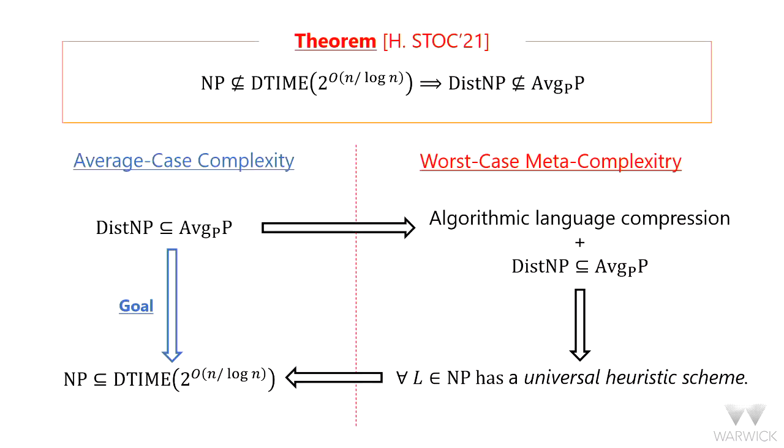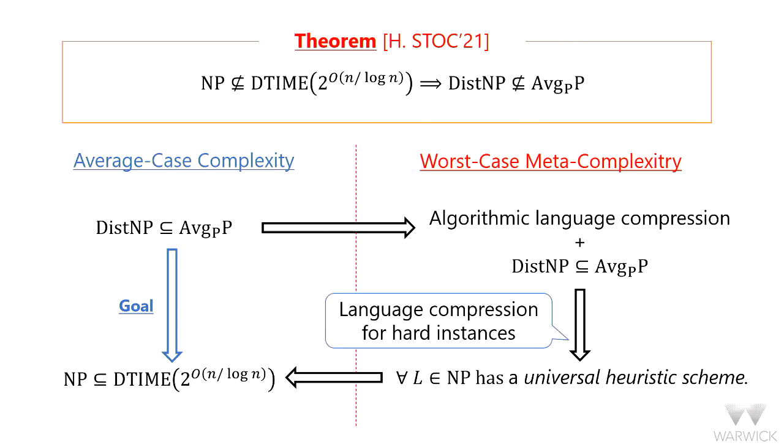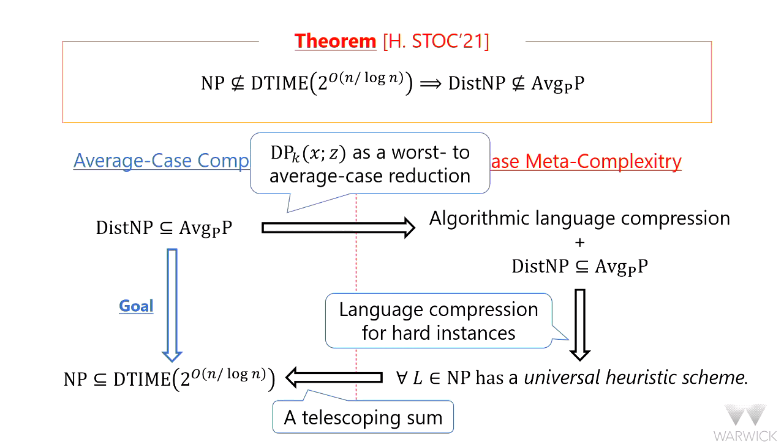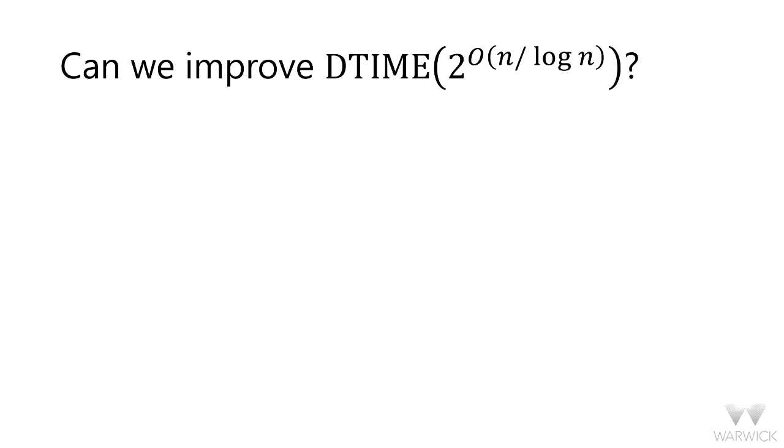So we have explained a couple of results, and I hope you have been convinced of this result, namely we can exclude a strong variant of Heuristica. As I explained just now, we can apply time-bounded language compression for hard instances to get a universal heuristic scheme. And by using a telescoping sum, you can get a worst-case algorithm that runs in 2-to-the-order n by log n. And finally, the key part is that you get the worst-case to average-case reduction, which can be obtained by applying a direct product generator. Okay, that's basically a technical part.